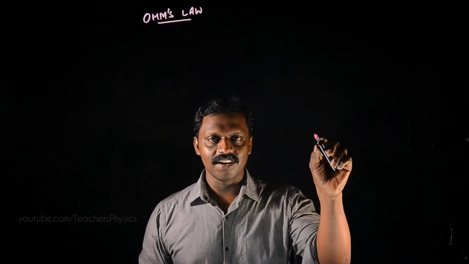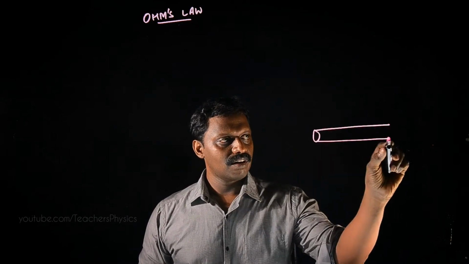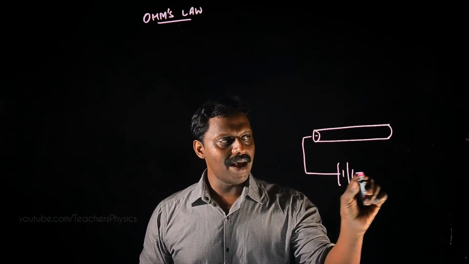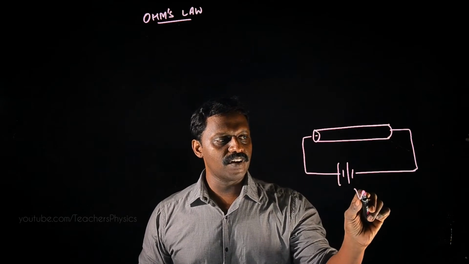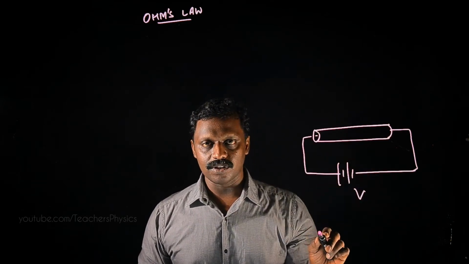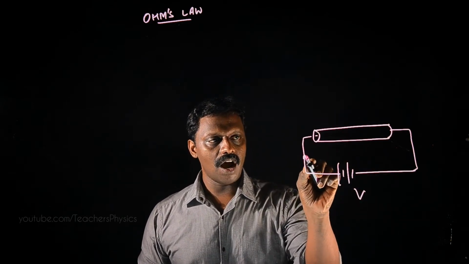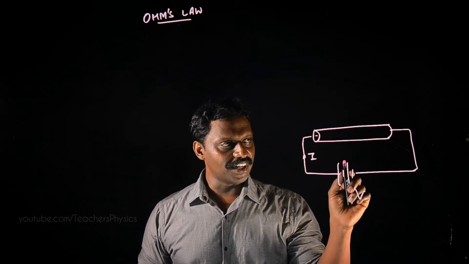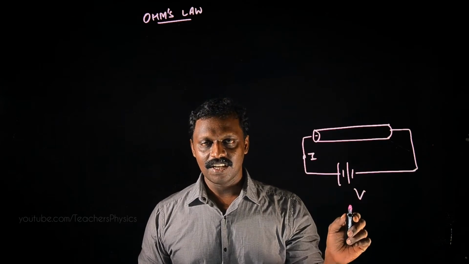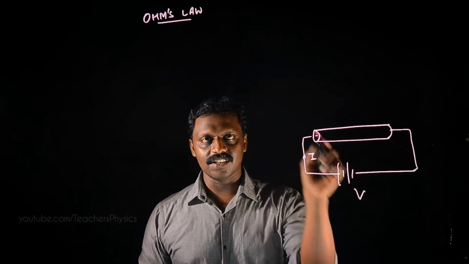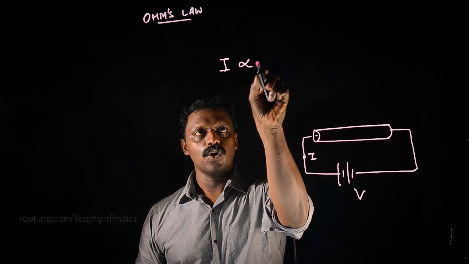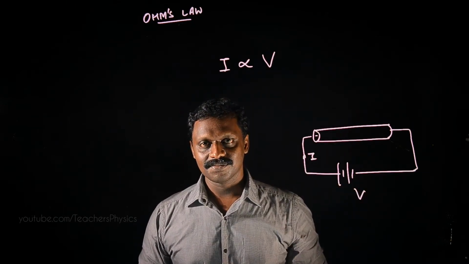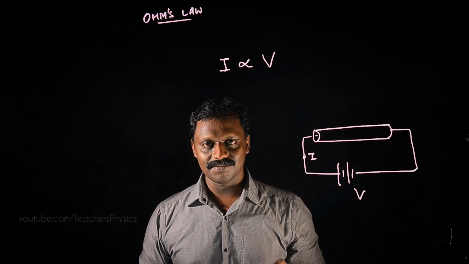Let us now consider a conductor whose ends are connected to a battery such that a potential difference V is applied across it. A current I flows through the conductor. So according to Ohm's law, when the temperature is constant, the current flowing through the conductor is directly proportional to the potential difference applied across its ends. So this is a proportionality relation.